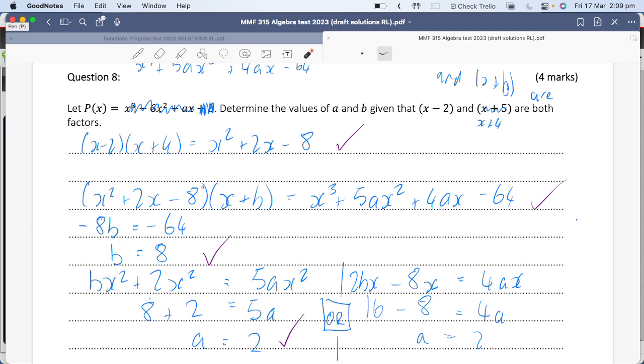However, what I did is I simply went, well, b has to be a number, not a variable. This is the only place where there's a number with no variable. So if I multiply this by this, I need to get this. In other words, minus 8 times b must equal minus 64. Divide both sides by minus 8, and I get b is equal to 8. So it gives me my b value.